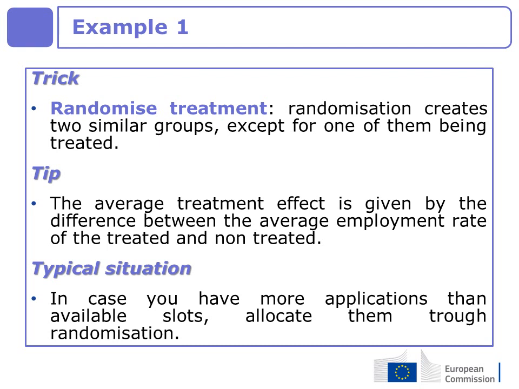The above example also gives a typical situation where the randomization trick can be applied. Typical situation: when you have oversubscription of a certain intervention, you may allocate available slots via randomization. Here, oversubscription means that there are more applications than available slots in the intervention.